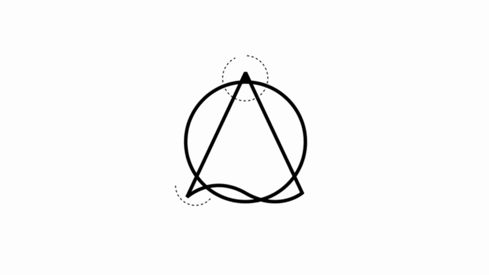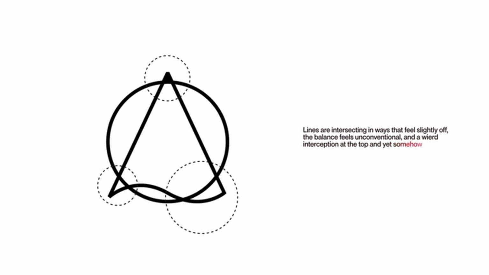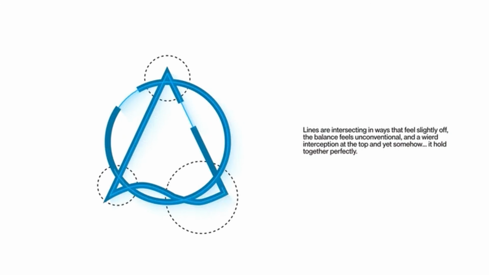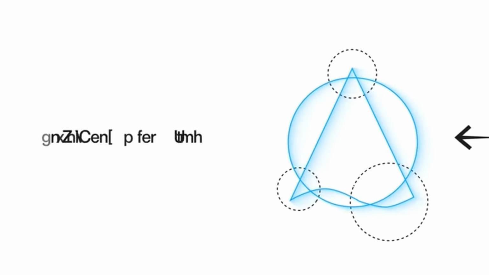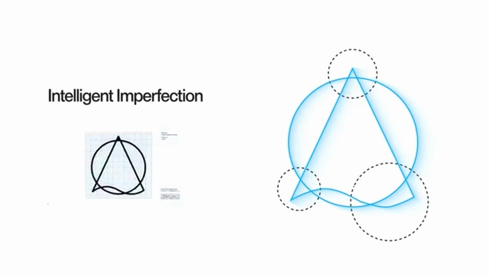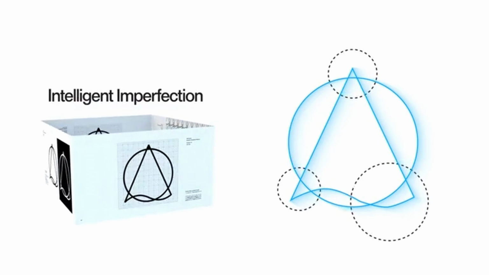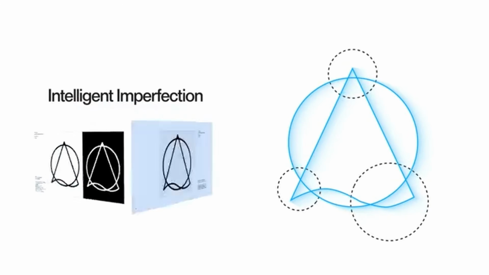Lines are intersecting in ways that feel slightly weird or awkward, the balance feels unconventional, and there's a weird kind of intersection at the top. And yet somehow, it holds together perfectly. It doesn't follow the kind of clean, predictable geometry you'd expect from a minimal logo design. And that's exactly why it's differentiating itself here. This is what I mean by intelligent imperfection. Even in something like this very stripped back logo, there's a willingness to break symmetry, to let forms overlap in ways that feel a little uncomfortable.